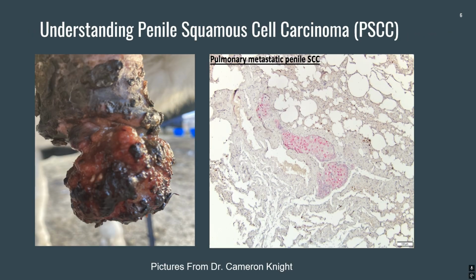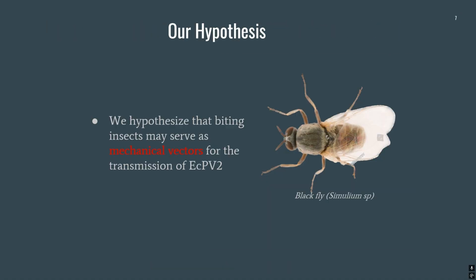This causes a type of cancer called penile squamous cell carcinoma, or PSCC, which is a type of skin cancer that originates from the squamous cells of the stratified squamous epithelium and is primarily found in the genital region of horses afflicted with ECPV2. Tumors are often cauliflower-like and appear red with crusty surfaces, as you can see in this picture right here. So how do horses become infected if they don't breed or have contact with one another?